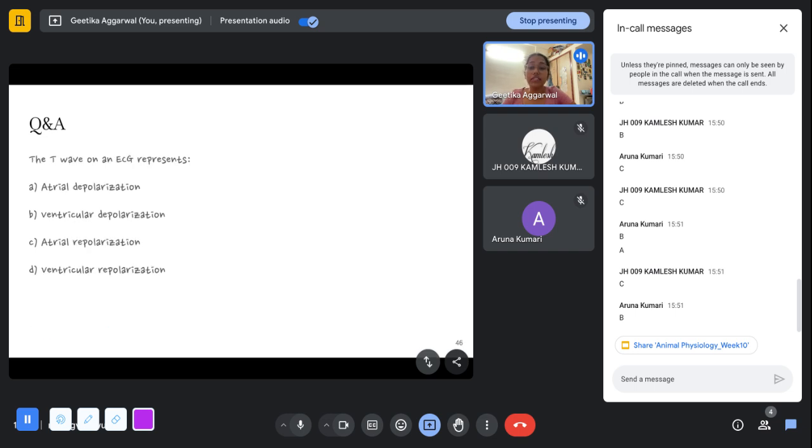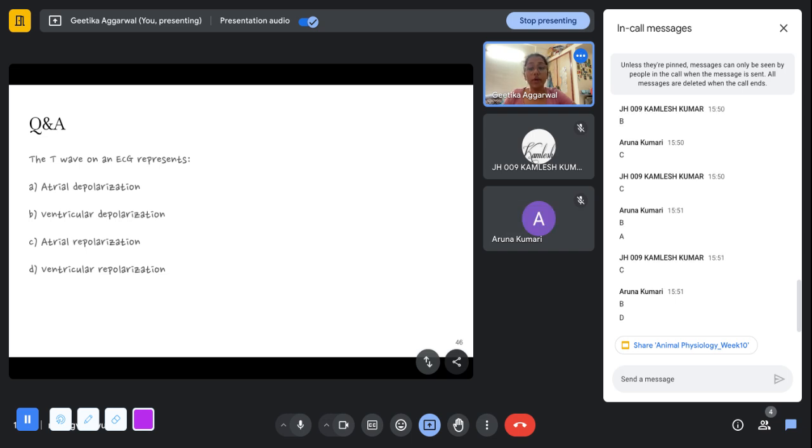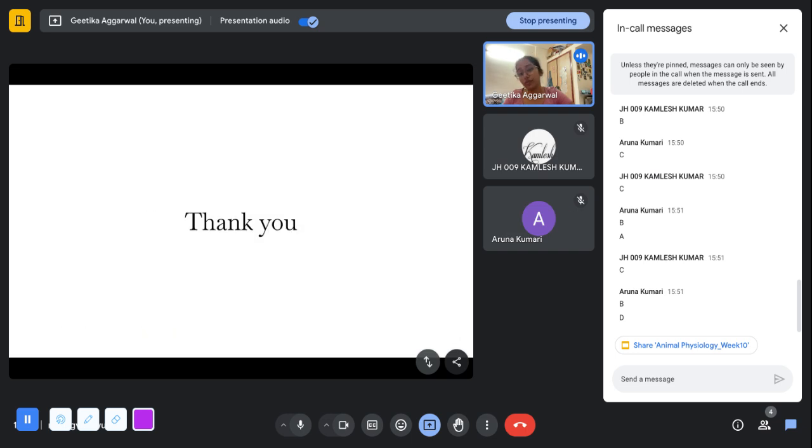The T wave on an ECG represents what? So what is the T wave for in an ECG? Its correct answer is ventricular repolarization.